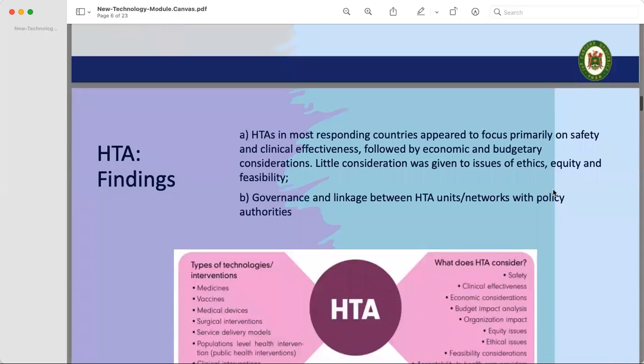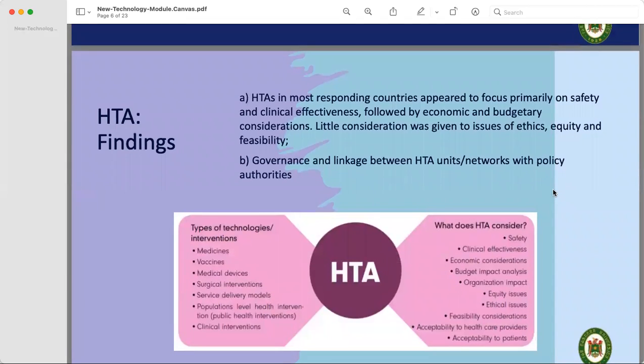According to the health technology assessment findings, it was revealed that these assessments of health technology in most responding countries appeared to focus primarily on safety and clinical effectiveness, followed by economic and budgetary considerations. And unfortunately, at this point, little consideration was given to issues of ethics, equity, and feasibility. So what does it mean?